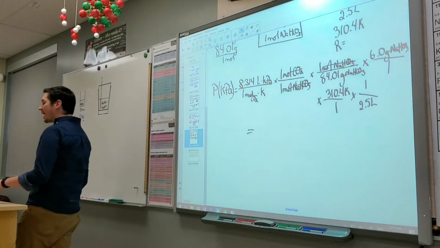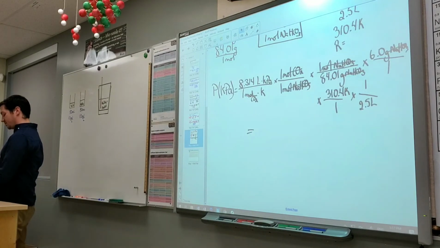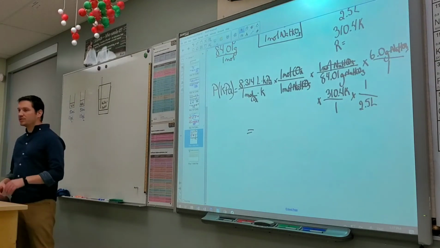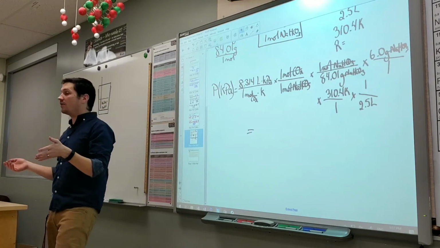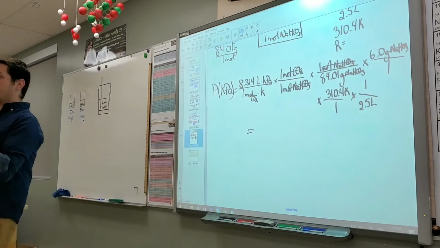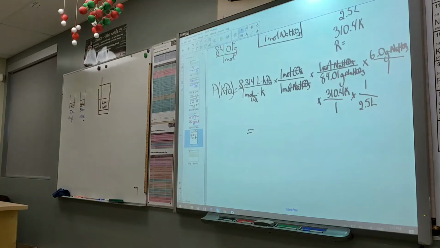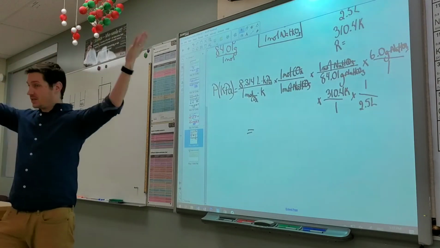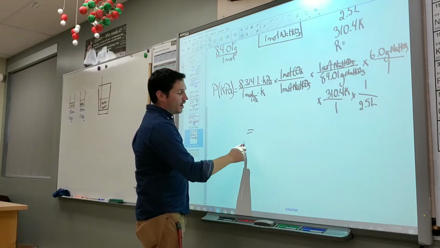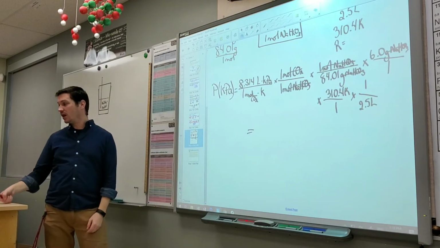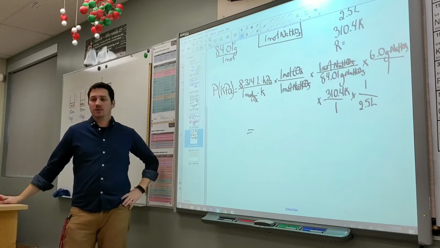Trust me when I say gas stoichiometry is the worst. Gas stoichiometry is the hardest because when you introduce that R value, there's three additional variables that all of a sudden you have to cancel out. I've got no clue what this answer is. I'm relying wholeheartedly on you.